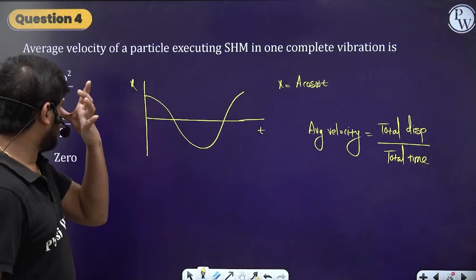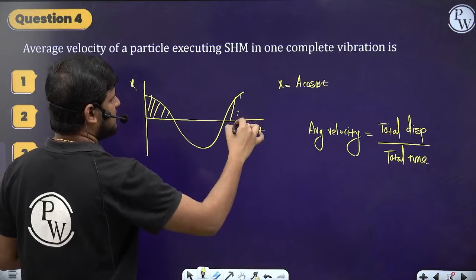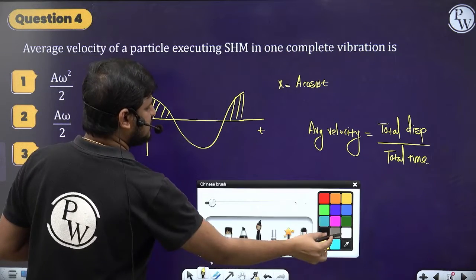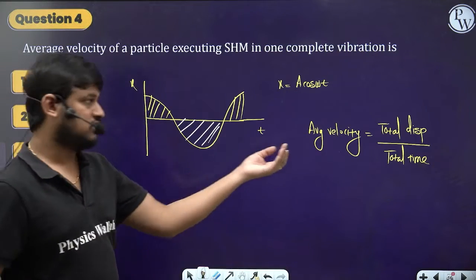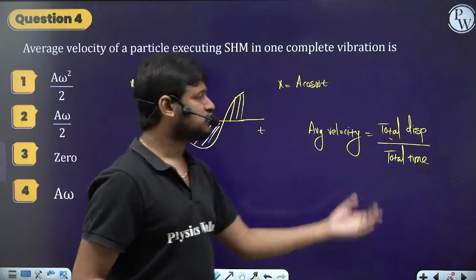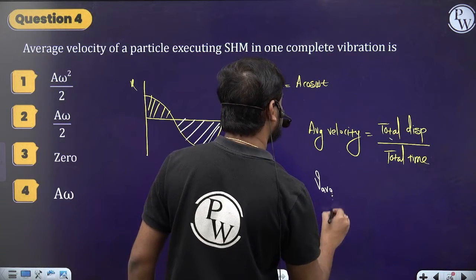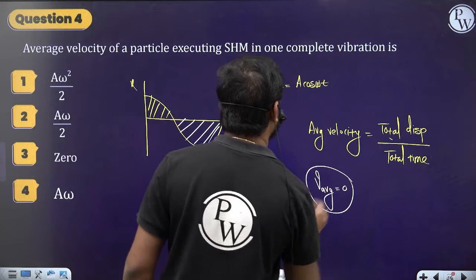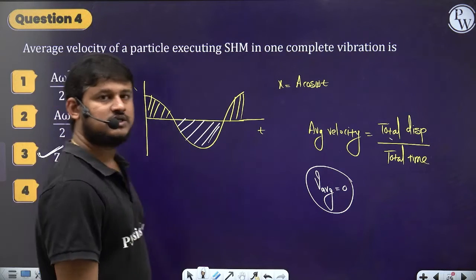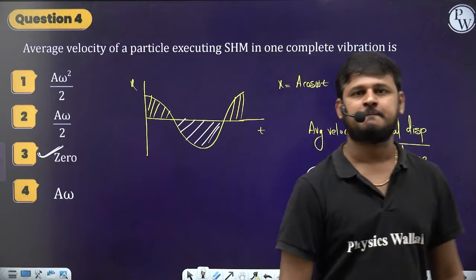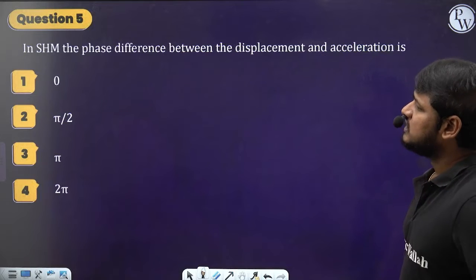Now if you observe the total displacement, whatever the displacement here and here will be cancelled by the displacement of this one. So overall, the total displacement is 0. So the average velocity, V average, will become 0. Option 3 is the correct one, guys. Understood? Clear? Sure. So let's go for the next question.